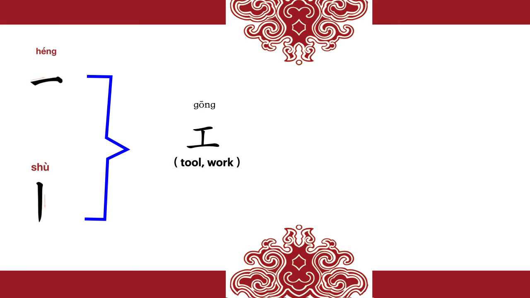Okay, now let's look at another example of a character that contains heng and shu. It's pronounced as gong, gong. This character means tool or work. So as we mentioned earlier, Chinese is a pictographic language. Gong looks like the shape of an ox. It means to work. It makes sense, right? People used ox to work in the past.